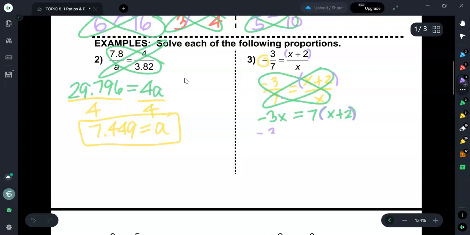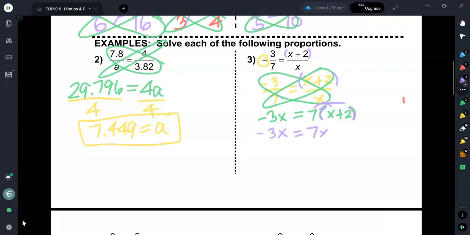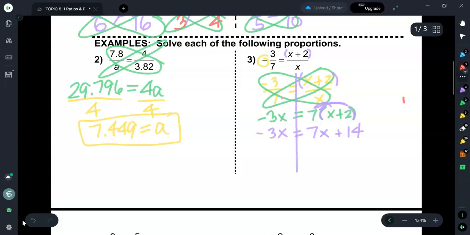So I've got the negative 3x, and now I'm going to distribute. So 7 times x is 7x, and 7 times 2, sorry, my pen disappeared here. Oh, it looks like my program froze. And I fixed it back up. So then we've got 7 times 2, which is 14. And again, if you want to draw your line, you can. We're following our algebra course of action.